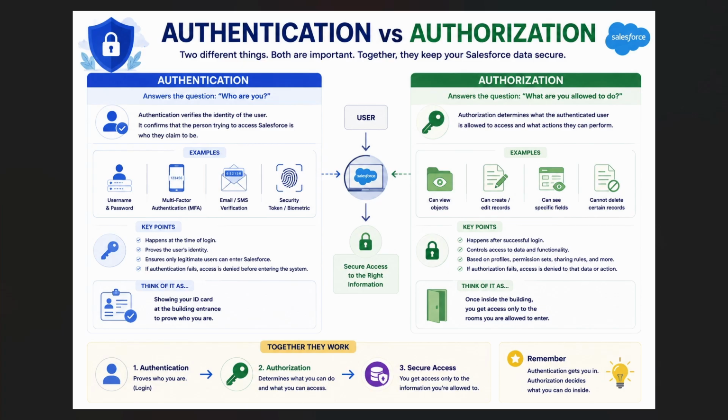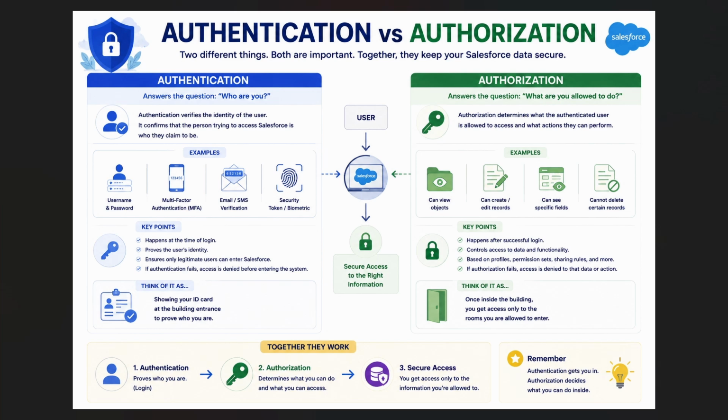Now, let's talk about authentication versus authorization. These two words sound similar, but they solve completely different problems. Let's first talk about authentication. Authentication answers who are you. For example, when you log into Salesforce, you provide your credentials. Depending on your configuration, this may involve username, password, and identity verification. Salesforce checks whether you are actually the person you are claiming to be. If Salesforce successfully verifies you, that means your authentication is successful and you can enter the org.